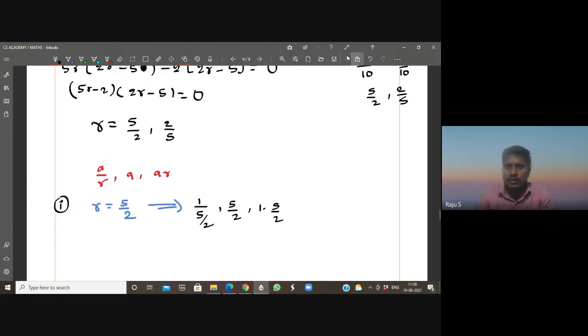Oh, sorry. What is the middle term? Again, I have written a mistake. What is the A value? Is it 5 by 2? Just 1. The three terms are 2 by 5, 1, 5 by 2.